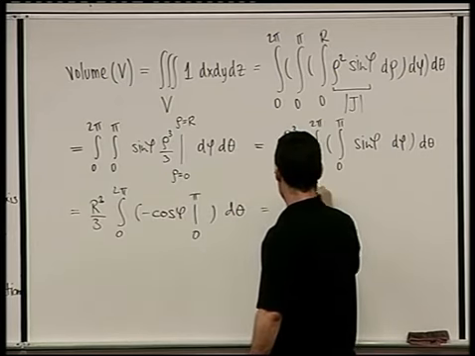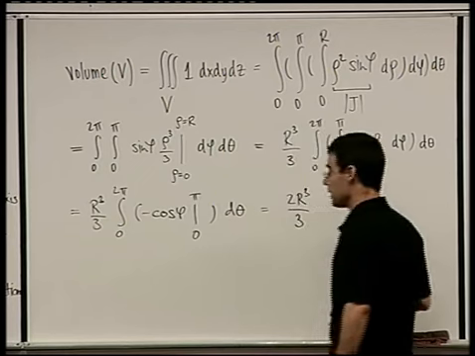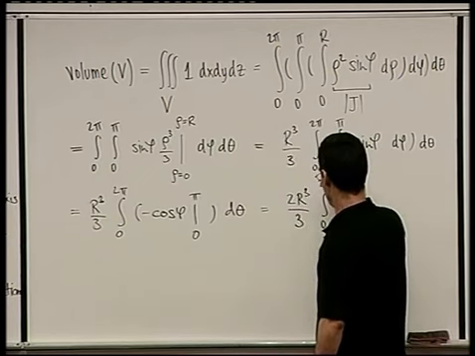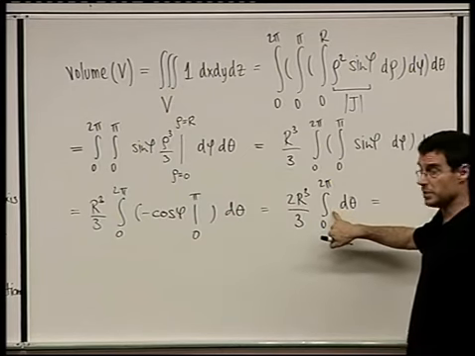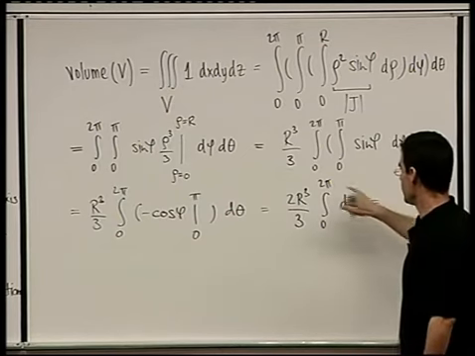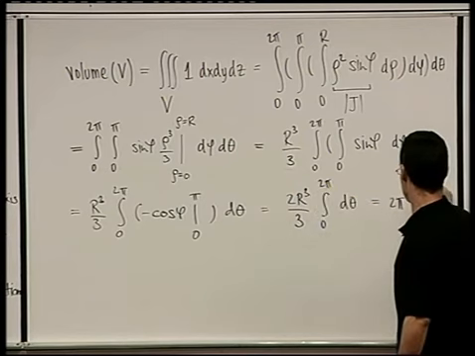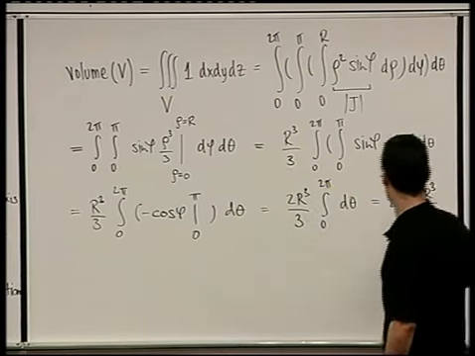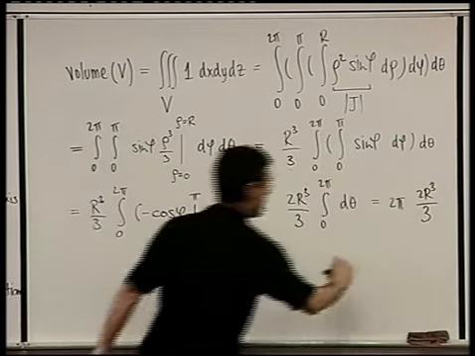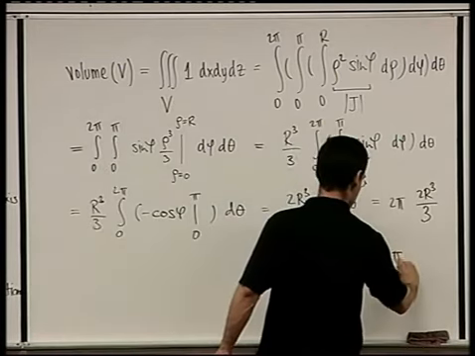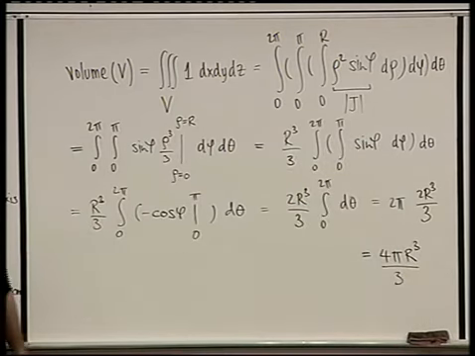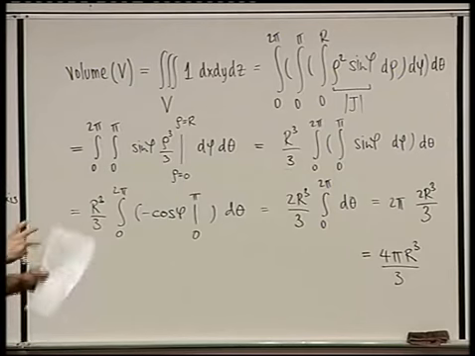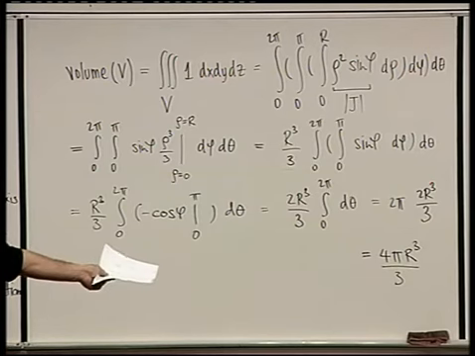So I'm pulling it out of the snake, 2r cubed over 3, and then I have the integral from 0 to 2 pi d theta. This is just the function 1. Its antiderivative is theta. When I plug in 2 pi, I just get 2 pi times this. And that just gives 4 pi r cubed over 3. And you may have known that this is the volume of a sphere, of the solid, of a ball. Okay? Did you know that? Oh, good.